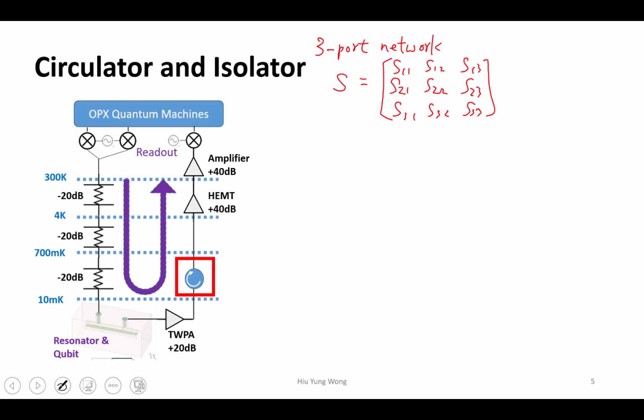It cannot be simultaneously lossless, right? So if you want it to be lossless, what does it mean? It means this matrix is unitary. Maybe let me just put it in parentheses.